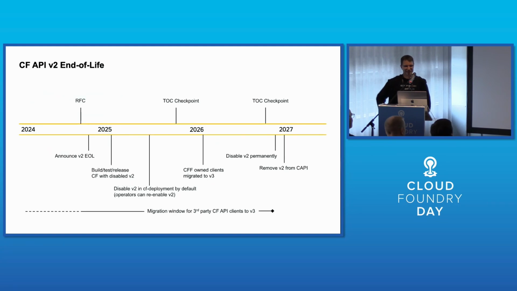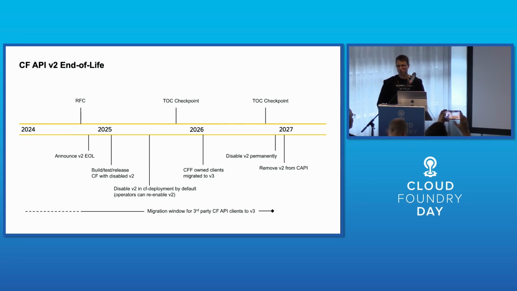And there's currently an RFC that is in its final comment period, which hopefully gets accepted in one of the next TOC meetings, and that provides an end game, so to say, for CF API v2. And no fear, it won't disappear tomorrow. It's a long process. You see here multiple years with TOC checkpoints in between to go to the next step. The idea is basically to announce, first of all, an end of life so that everybody gets aware that it will be gone one day.